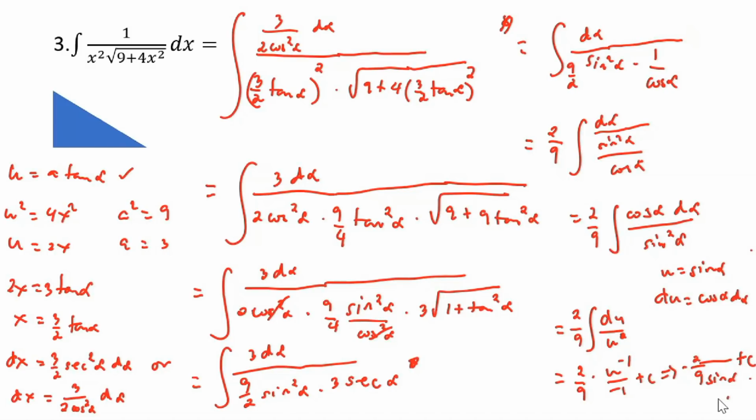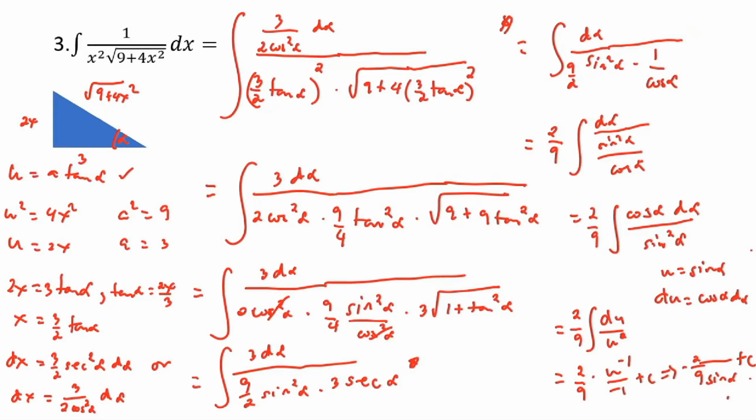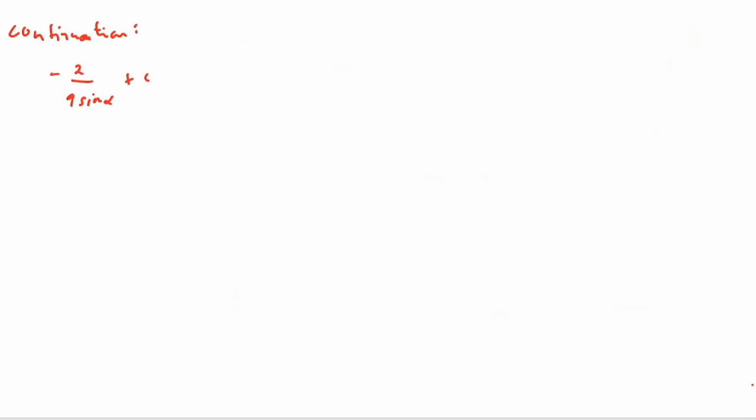But we still have the meaning of alpha. So from the answer of negative 2 over 9 of sine alpha plus a constant, we are going to find the value of sine alpha from this triangle. So it says that sine alpha will be equal to opposite over hypotenuse, which is now 2x over the square root of 9 plus 4x squared. So I will write it here that sine alpha is equal to 2x over the square root of 9 plus 4x squared.